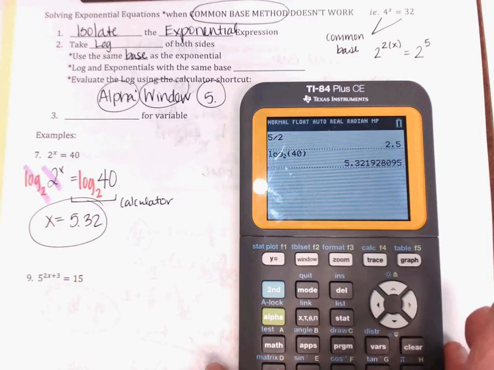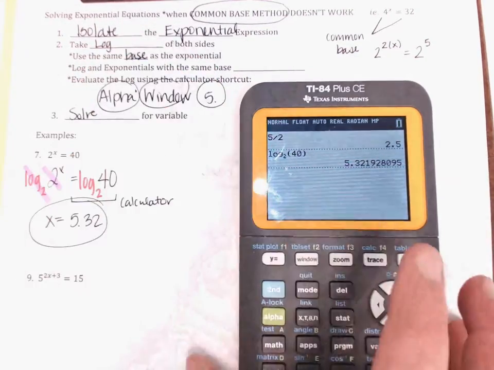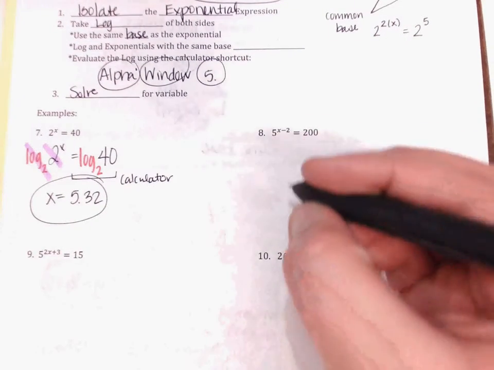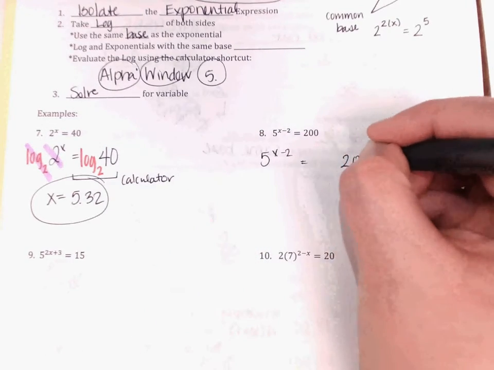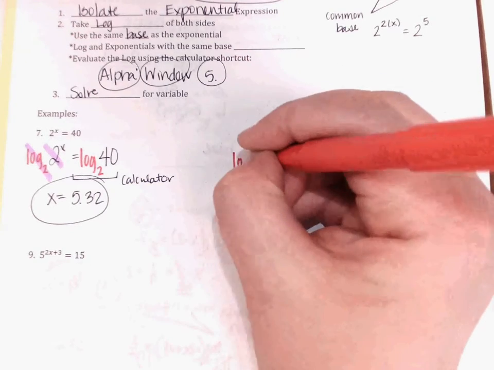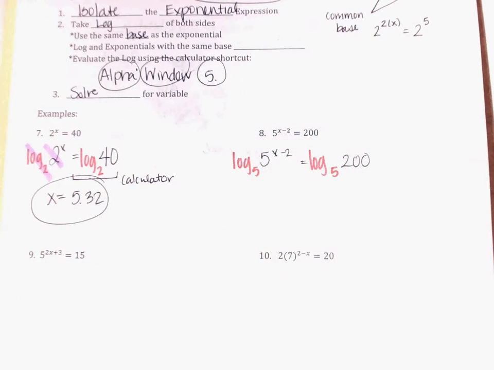Okay, take a look at the one right next to it. Sorry. Okay. All right, take a look at number 8. What do I need to do first? I have 5 to the x minus 2, and then I have a 200. What do I need to put on both sides to cross out that base 5? Log little 5. Log little 5.